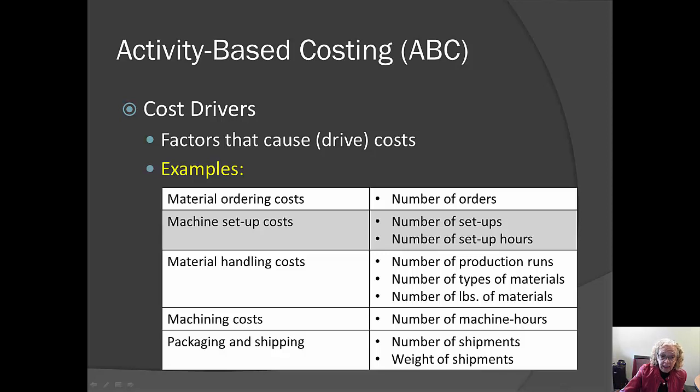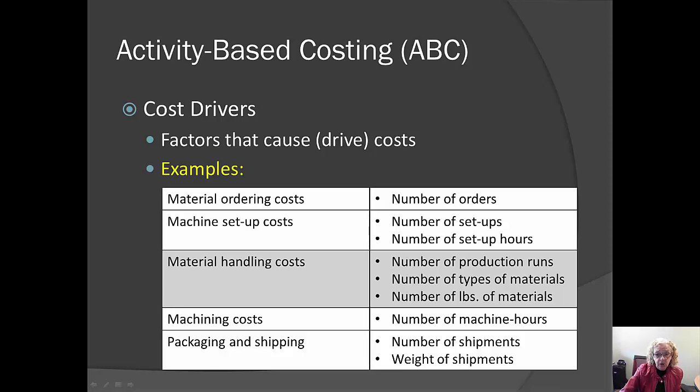When it comes to material handling costs, the cost to move materials around our factory, we have a number of choices as well. We could use the number of production runs. In other words, every time we have a production run for a particular product, we have to move things around to get all the materials that we need for that production. Alternatively, we might assign material handling cost based on how many different types of materials we need. Or we might base it on how many pounds of materials we need. Part of your skill as a cost accountant for a particular firm is in understanding how your firm operates so that you can choose the most appropriate cost driver.